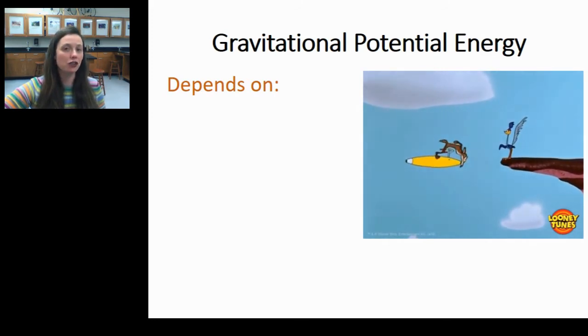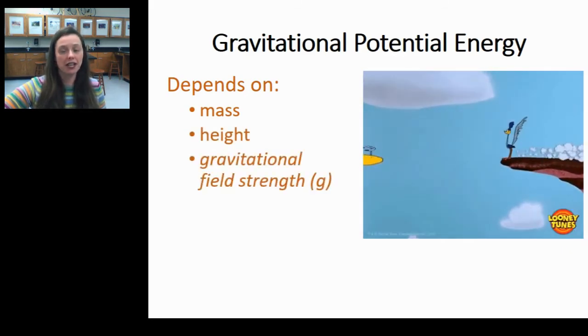The amount of gravitational potential energy that something has depends on 3 things: how much mass the object has, how high the object is, and how strong the gravitational field is where the object is located. On the surface of the Earth, the gravitational field strength is your favorite number, 9.8 meters per second squared. But at other places in the solar system, for example, the surface of the moon, the gravitational field strength would be less. On the moon, g is only equal to 1.67.